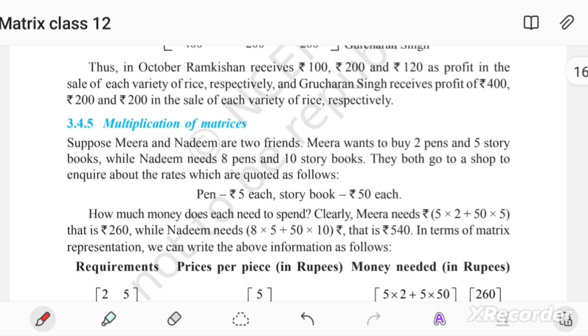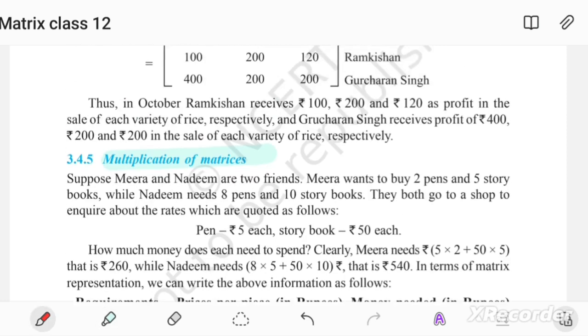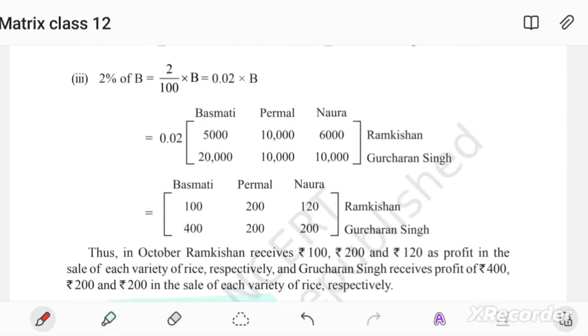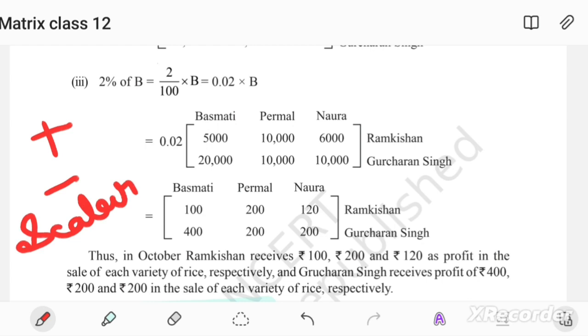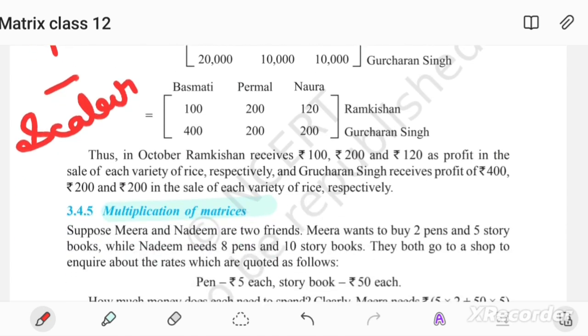Now moving ahead to the next concept. The next concept is multiplication of matrices. Now we have seen two operations, actually three operations we have seen. What all operations have we seen? We have seen addition. Okay, let me write it in short. We have seen addition, we have seen subtraction, we have also seen scalar multiplication, right? We have not seen the multiplication of two matrices. We have seen the multiplication of a matrix with a scalar.